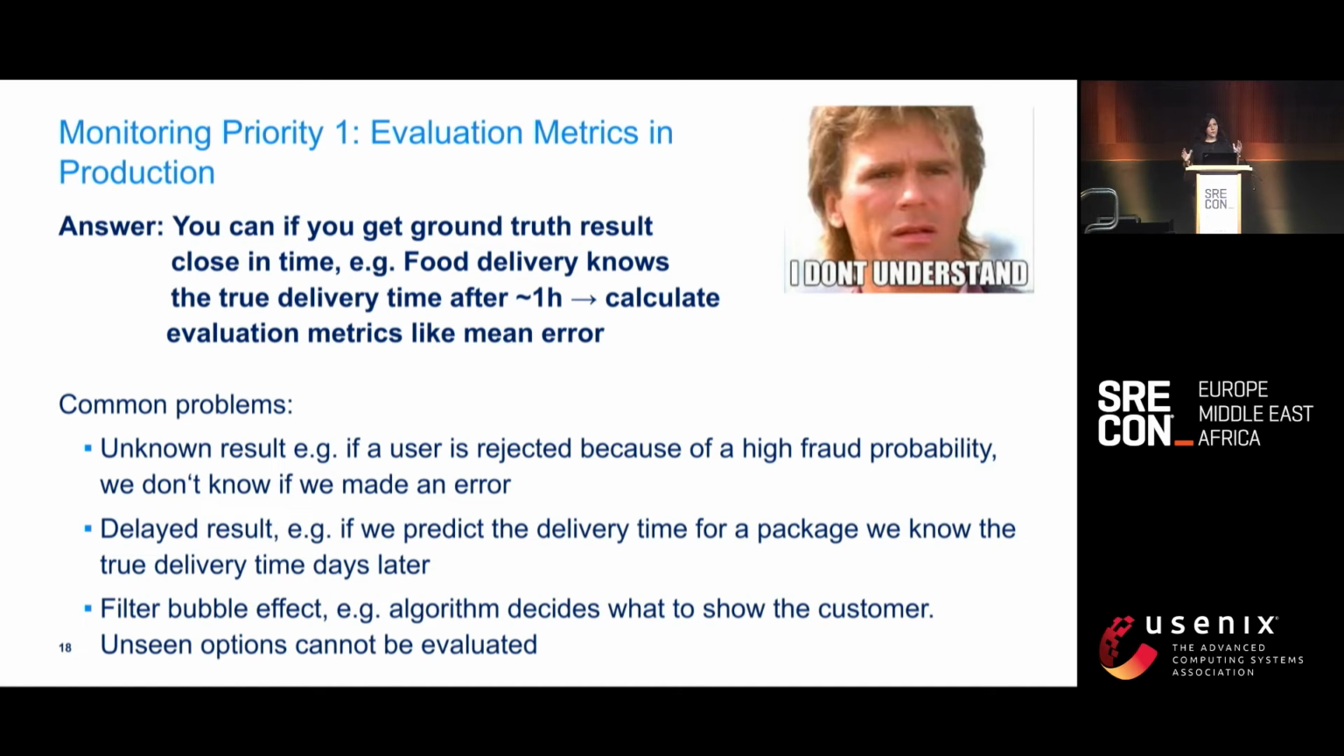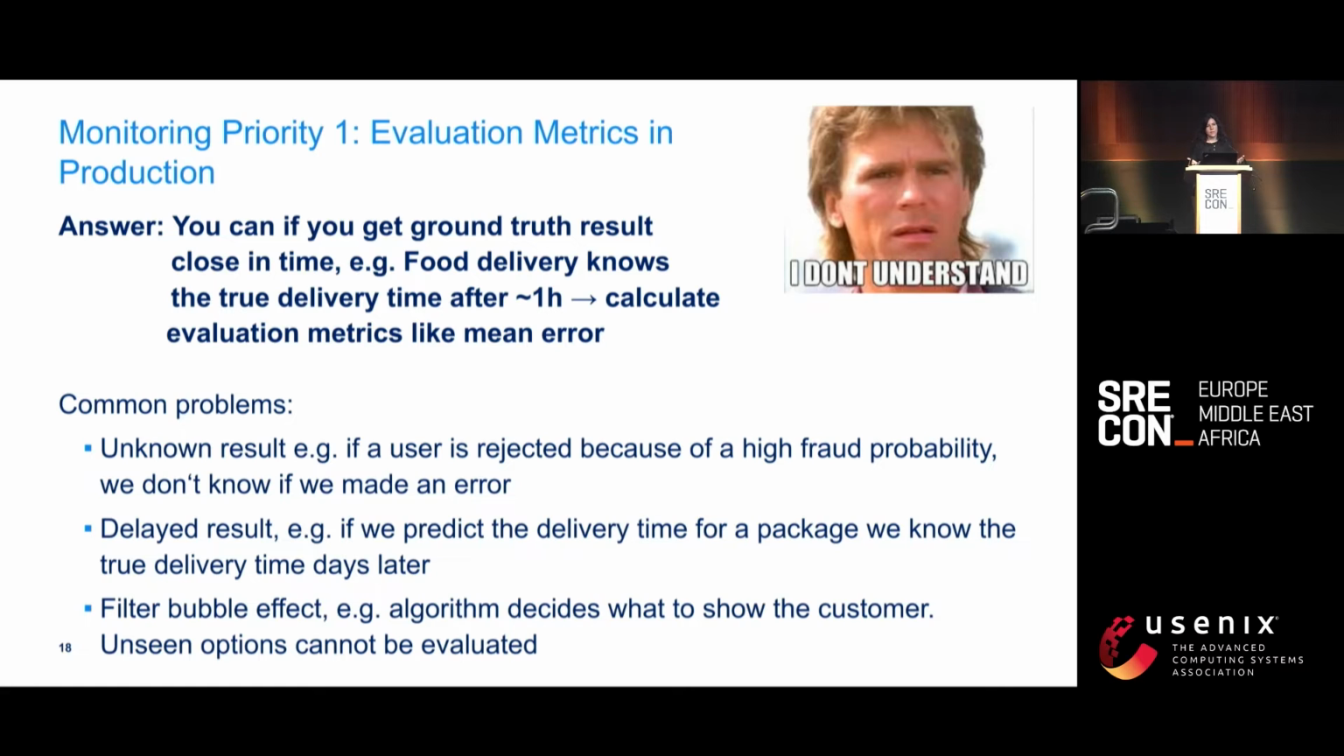You can do this if you have a machine learning use case where you get to know the ground truth data, usually with a bit of a delay. So let's say you have a food delivery service and you want to show your customer the predicted delivery time. After roughly an hour or something like that, the food actually arrives and you can compare your prediction to the ground truth value and calculate whatever you calculated during the training of this prediction model, let's say mean error.